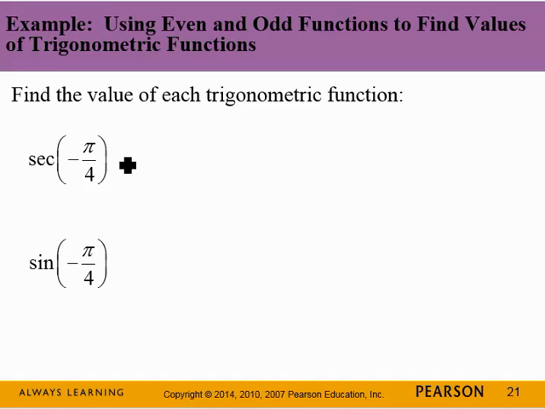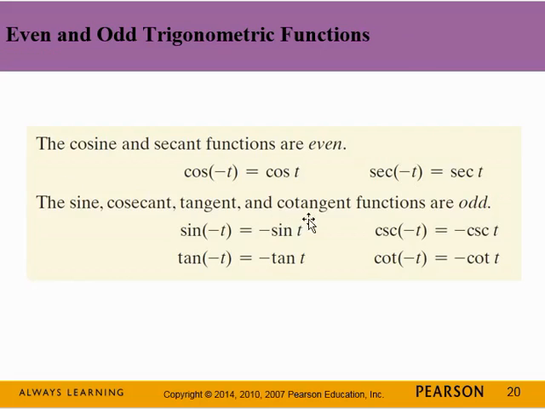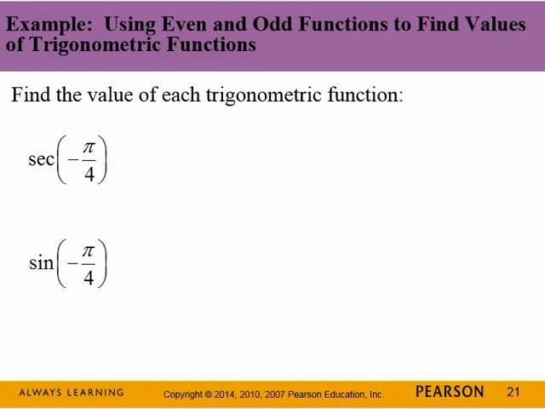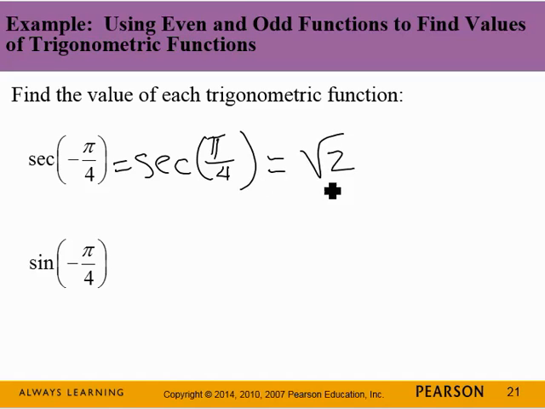So, secant, is that an even or an odd function? So you go back. Secant is even, so secant of negative t equals secant t. So you know that that means this equals secant pi over 4. And we figured that out earlier, that means this answer would be square root 2.